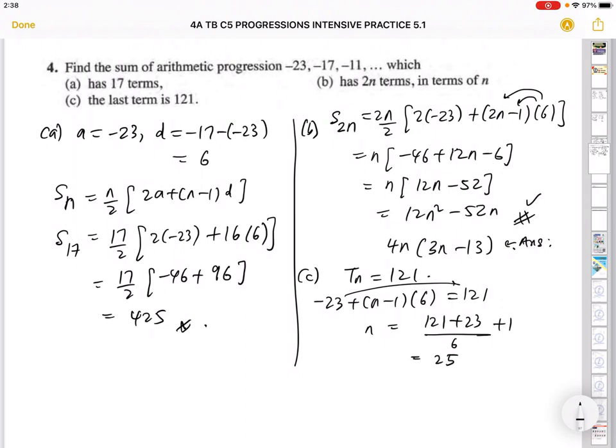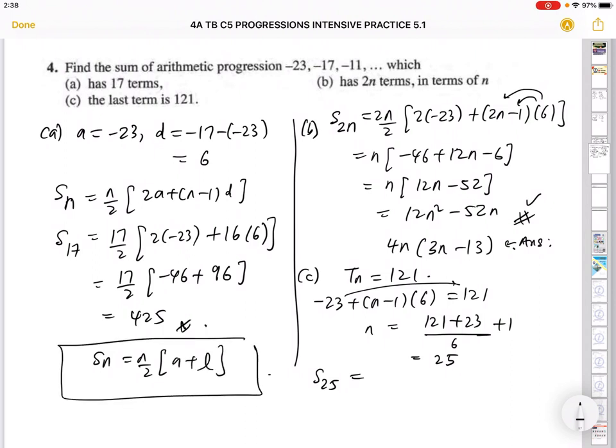So my n is 25, so for my S25, I like to use this formula: Sn equals n over 2 times a plus l. In the event that you know the last term, this formula will be helpful. If I know my common difference d, first term a, and n, we use the other formula to find the sum. If you know the last term, we use n over 2 times a plus l.